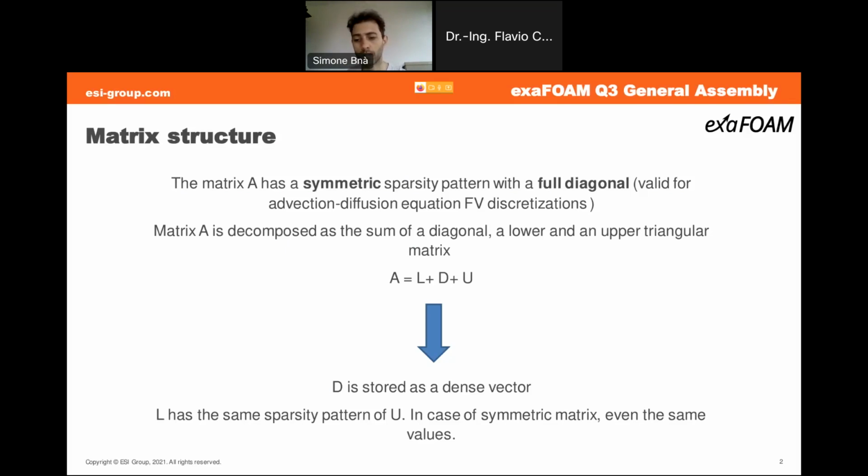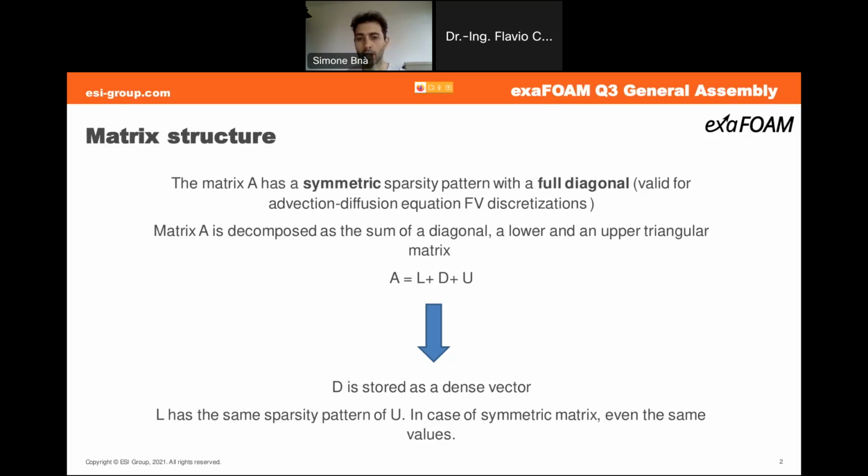The developers of OpenFOAM in the 90s designed the code in order to exploit this data structure. The idea is to decompose the matrix A into the sum of three matrices: one which is diagonal, represented by D, a lower triangular matrix represented by L, and an upper triangular matrix represented by U.